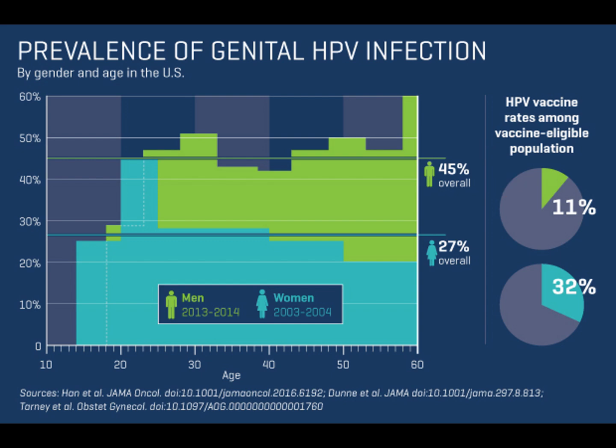We can also see by the graph that more men have genital HPV, whereas fewer women have genital HPV. 45% of overall men have it, whereas only 27% of women have it. We can also see that in women, most women that have HPV are between the ages of 20 and 25 years old, whereas most men that have HPV are between the ages of 56 and 60 years old. This graph shows that HPV vaccination still has a long road to go before HPV is eradicated as a disease.